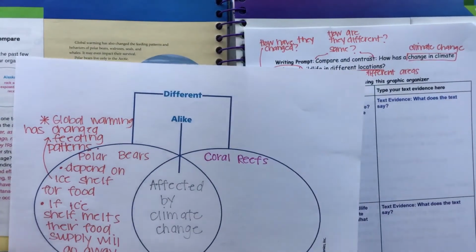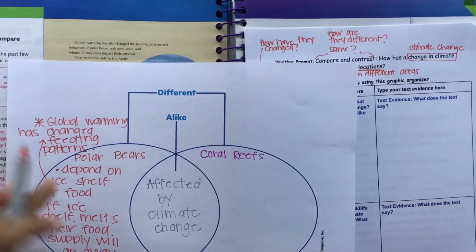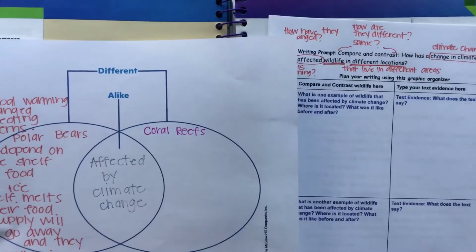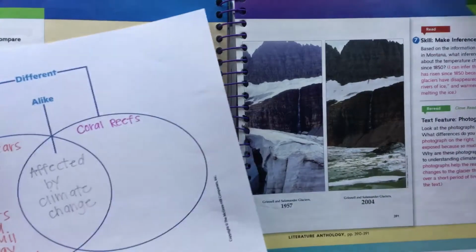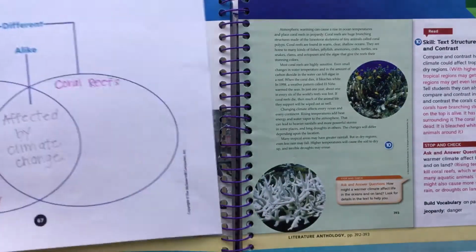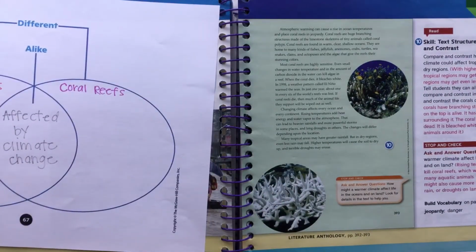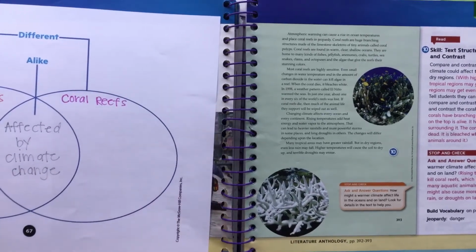Okay, so we know about polar bears. Okay, next we want to think about coral reefs. So I'm going to skip a couple pages. Okay, so coral reefs. Atmospheric warming can cause a rise in ocean temperatures and place coral reefs in jeopardy.